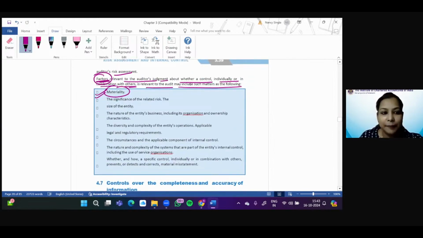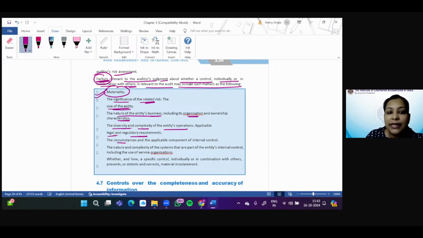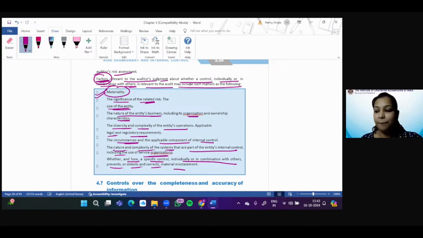So materiality, significance of related risk, size of the entity, nature of entity's business, including organization and ownership characteristics, diversity, complexity of entity's operation, legal regulatory requirements, circumstances and applicable component of the internal control, nature, complexity of the system that are part of entity's internal control, including the use of service organization, whether and how a specific control individually or in combination prevents, detects, and corrects material misstatements. So I'll discuss each point separately.